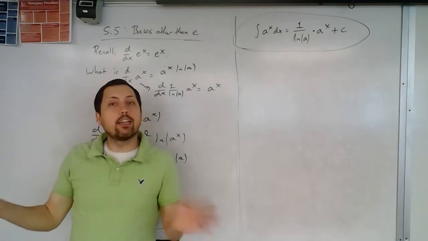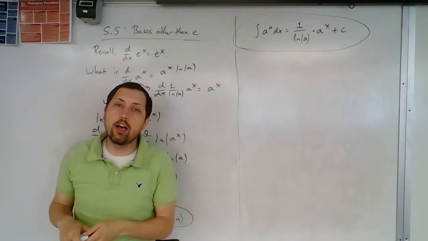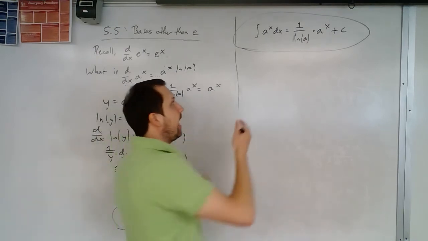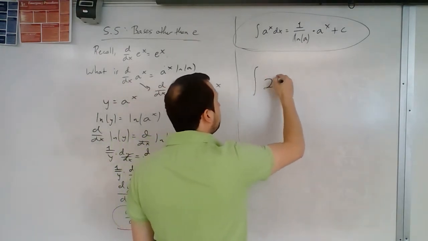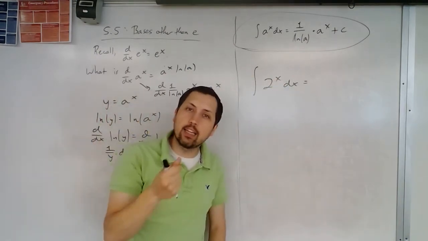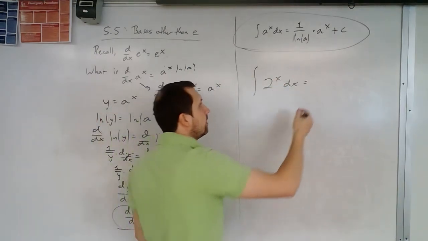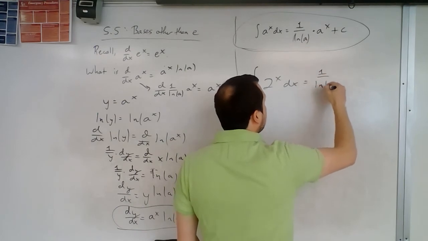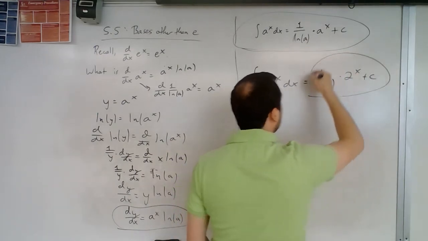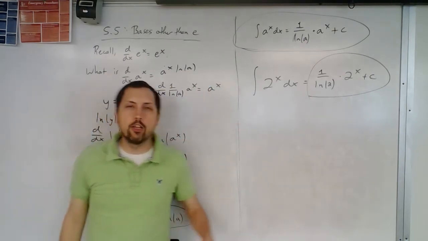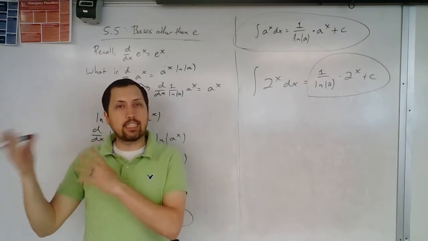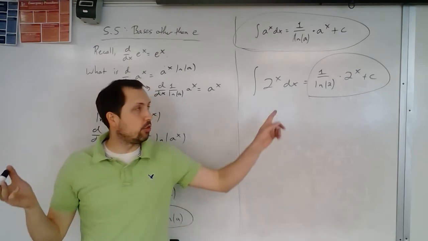Now, again, we're not going to deal that much with this because e to the x is our go-to exponential function. But just in case you see something like the integral of 2 to the x dx, if you know this, you can find it pretty quickly. This is going to be 1 over natural log of 2 times 2 to the x plus c. So that is the antiderivative of any constant raised to the x power. Just use this rule.